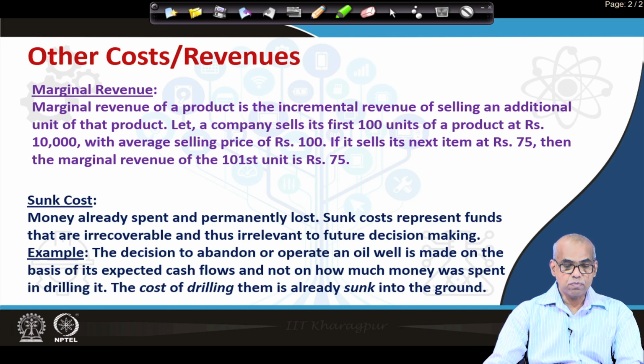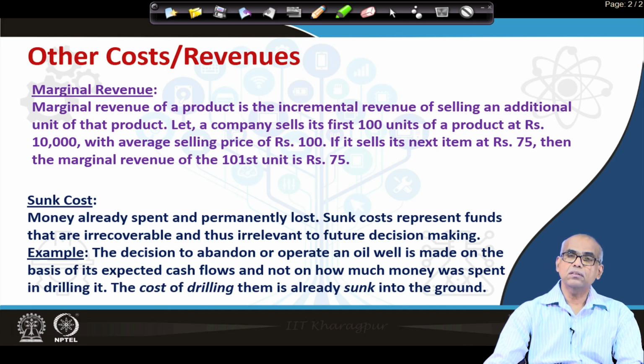Sunk cost is money already spent and permanently lost. Sunk cost represents funds that are irrecoverable and thus the sunk costs are irrelevant to future decision making process. For example, think of oil exploration. Now, oil exploration has been taking place from a well for quite some time. Now, you as a decision maker have to decide whether to abandon the operation from this particular well or you can continue with the operation.